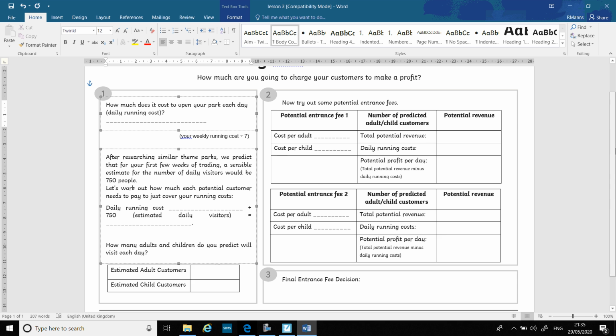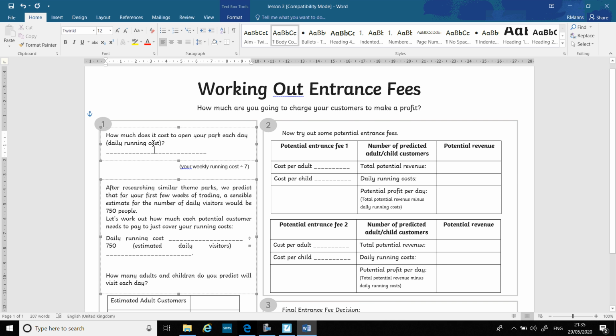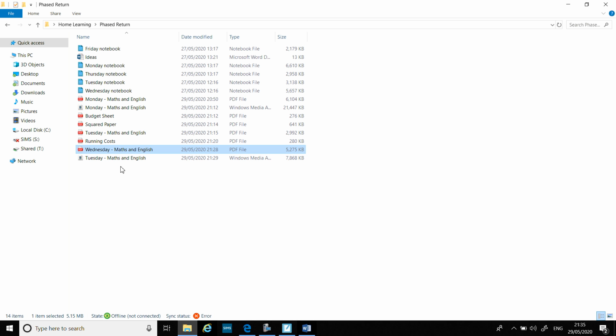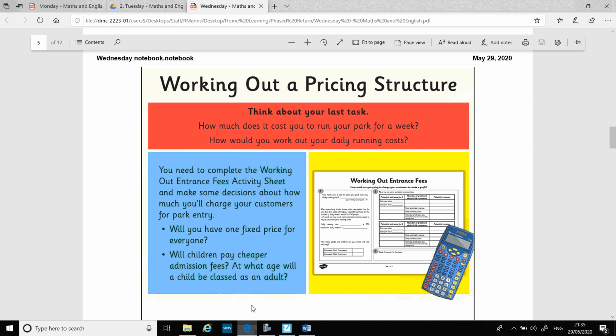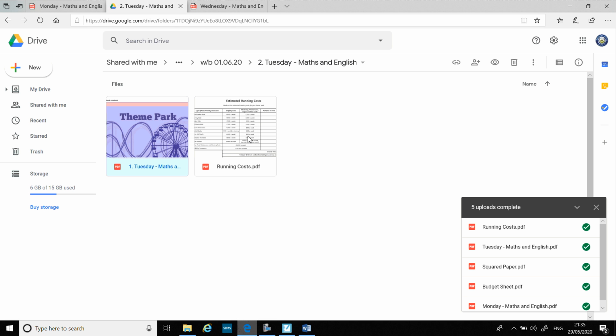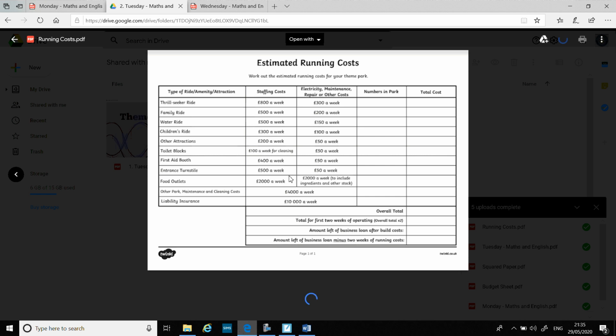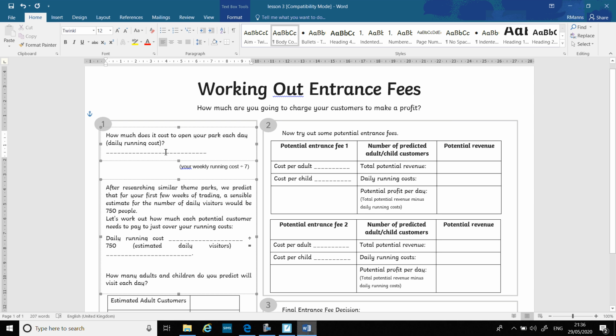So it says this sheet, we're going to work out our entrance fees. So it says, how much does it cost to open your park each day, the daily running cost. So this is from yesterday. Running costs. Yesterday you worked out all the running costs each week, so that's that figure there. That's how much it costs to run your park for 1 week.